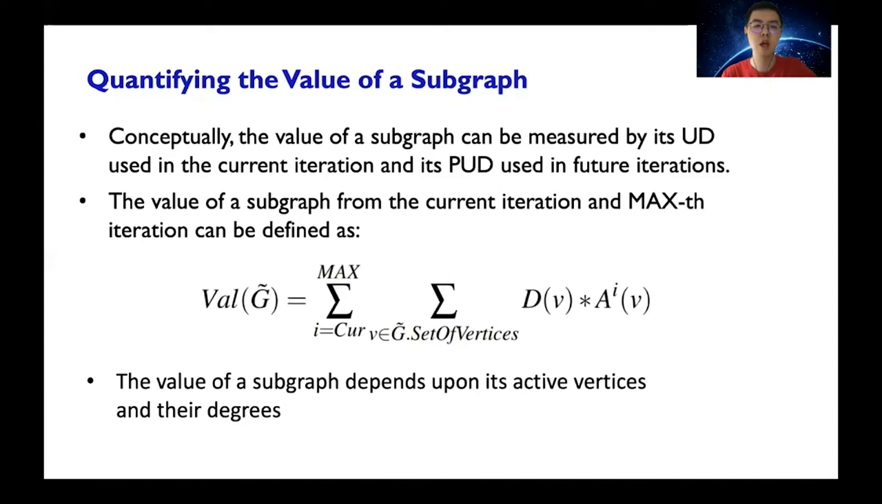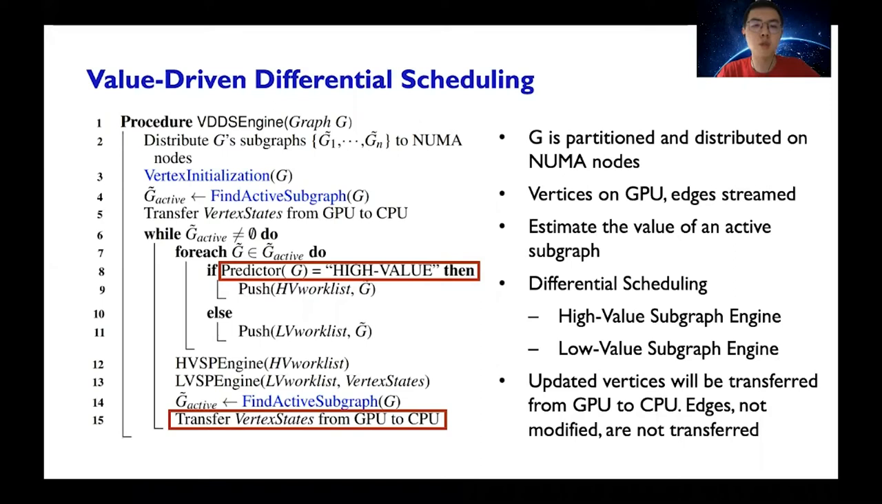In the case of uniform degree distribution, the active status of vertices can still differentiate the amount of UD, PUD, and AUD for a subgraph. This is the overall differential scheduling based on the subgraph value.